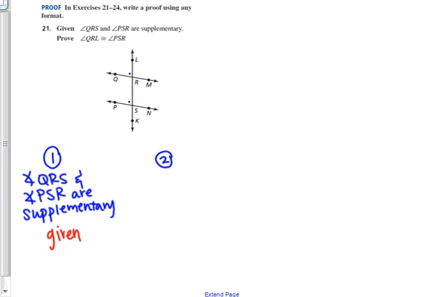QRL and QRS, so this angle pair right here, I'm going to say that that is a linear pair. So QRL and QRS are a linear pair. And I know that just because of the definition of a linear pair.